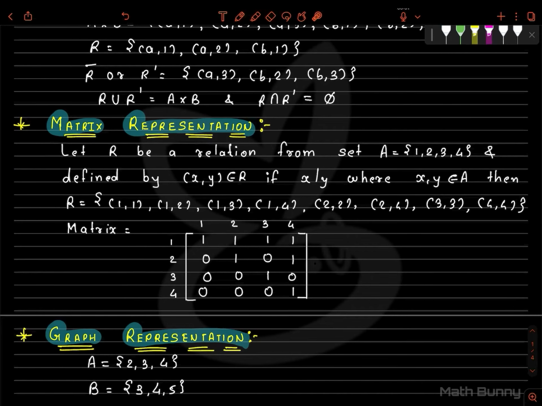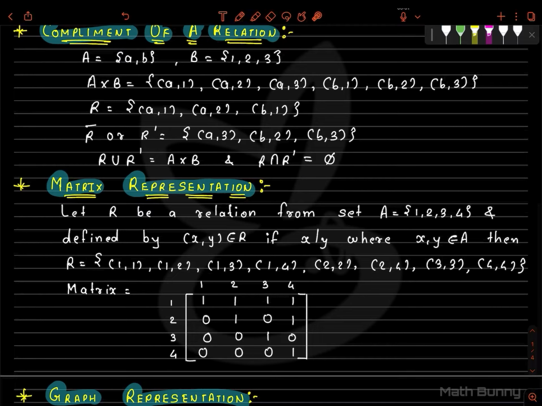Here we can see R union R dash equals the Cartesian product, which is A cross B, and the intersection of a relation and its complement is phi. There is nothing common between a relation and its complement.